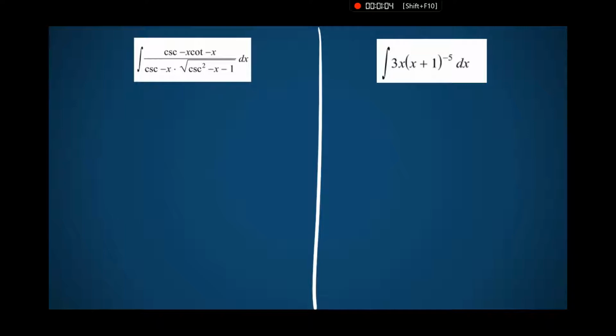So I think we can try cosecant as u. Okay. U is cosecant of what? Minus x. Okay. If that's true, then what is u prime and what is a?